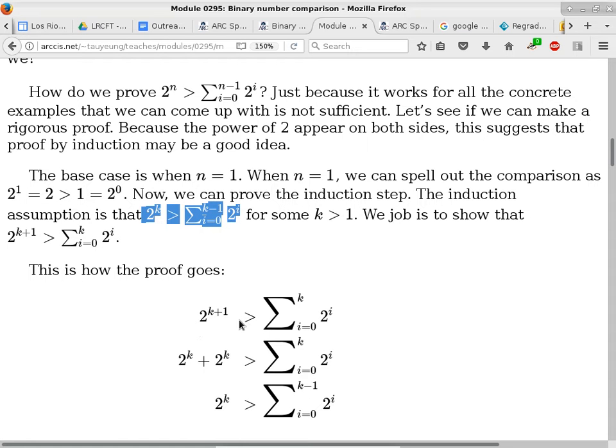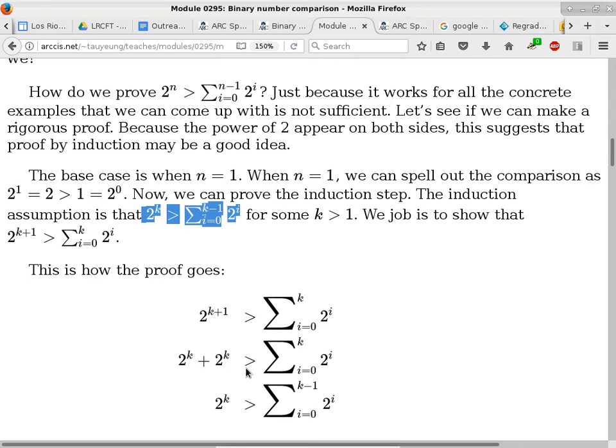Can someone tell me how I got from the first step to the second step? It has to do with a trick in exponents. Yes, exactly, exponents. Because 2 to the power of k plus 1 as a whole is 2 times 2 to the power of k. But 2 times whatever is just that thing plus itself. So that's what I did to expand it to 2 to the power of k plus 2 to the power of k. Are we good with that? Okay.